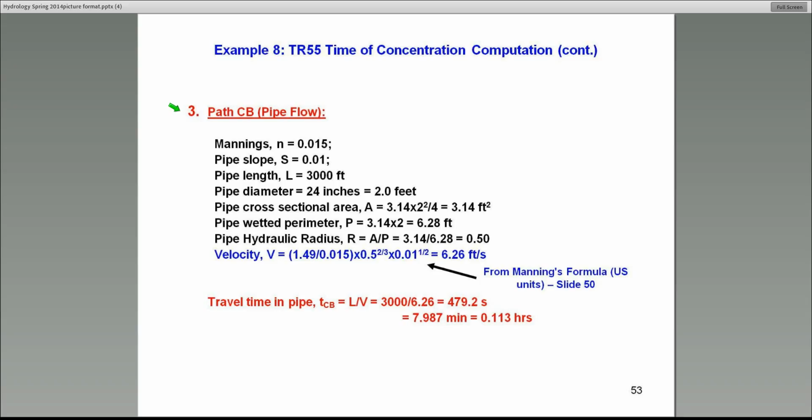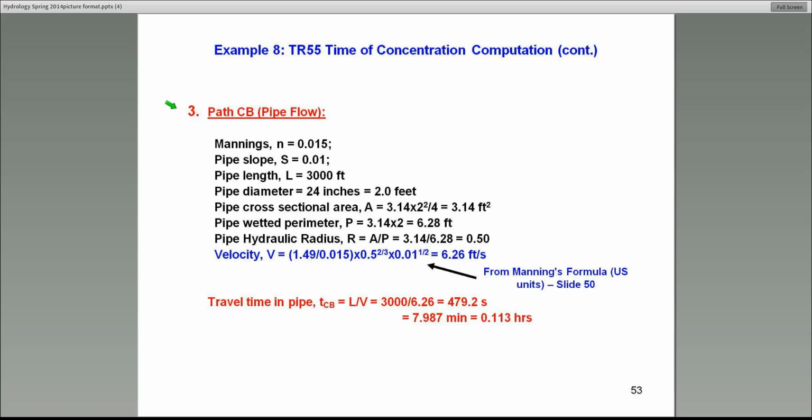You use the Manning's formula to calculate the velocity, and then the travel time is L divided by the velocity, okay? So either method, you will need to do this type of computation. In general, they can give you a separate problem, for instance: what's the travel time in this pipe?